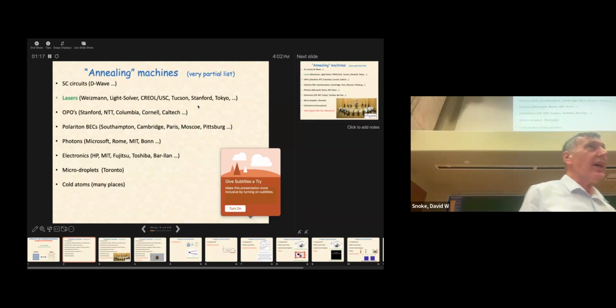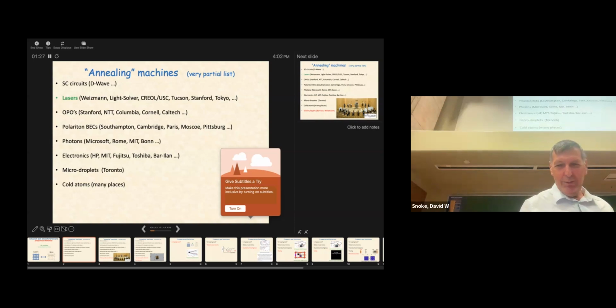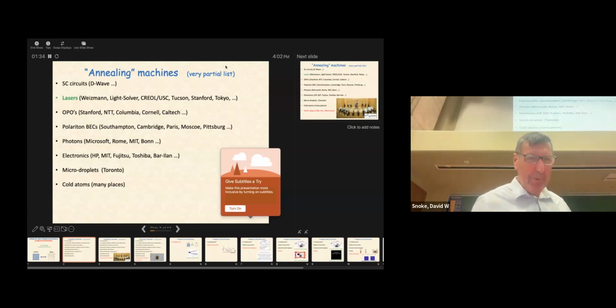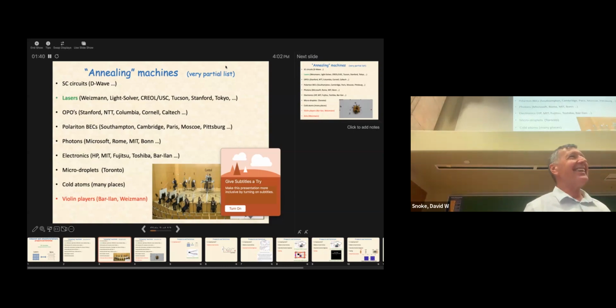I just mentioned there's a rather large variety of these annealers. I think some of them are represented here in this audience. Some of them are a bit exotic. I painted in green the laser one because that's what I do, but others are also interesting. And just to show you that it's a really very broad field, this is another work we do where we coupled violin players and we show that they can find minimum of XY Hamiltonian. They can even overcome frustration better than coupled lasers.